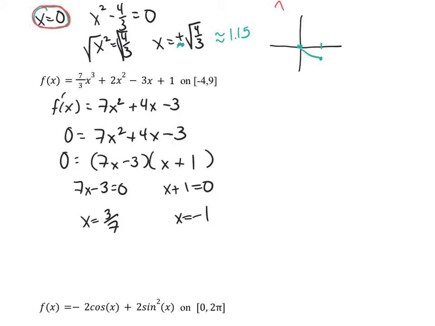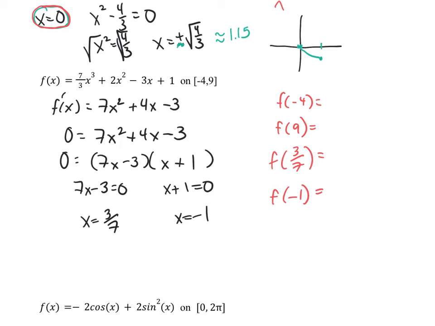Now, our interval here is from negative 4 to 9, so both of these numbers are in my interval. So when I'm finding the max and min values, I'll include the endpoints, f of negative 4, f of 9, but I'll also include f of 3/7 and f of negative 1. So of these 4 values, one should be the max and one should be the min. And again, some could be tied, but essentially there'd be one biggest value and one smallest value.